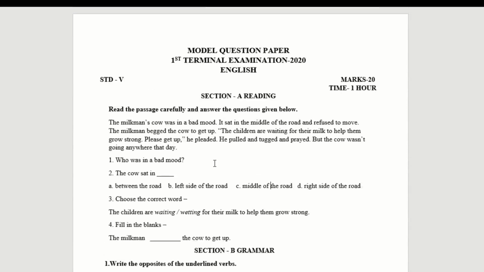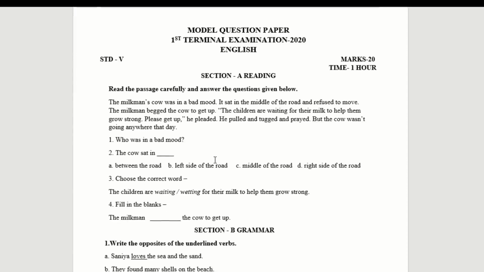In reading, you will be getting a reading passage that will be an unseen passage which you have not read before. It is not there in your textbook. The passage will be completely new to you. So, I had given you the tips for how to solve the reading comprehension passages. Right? So, let's do this reading comprehension.